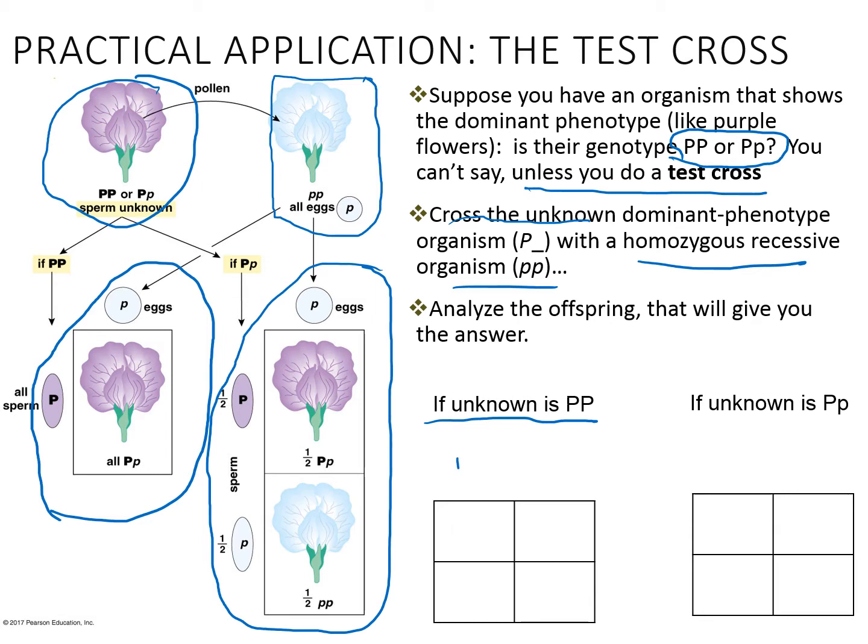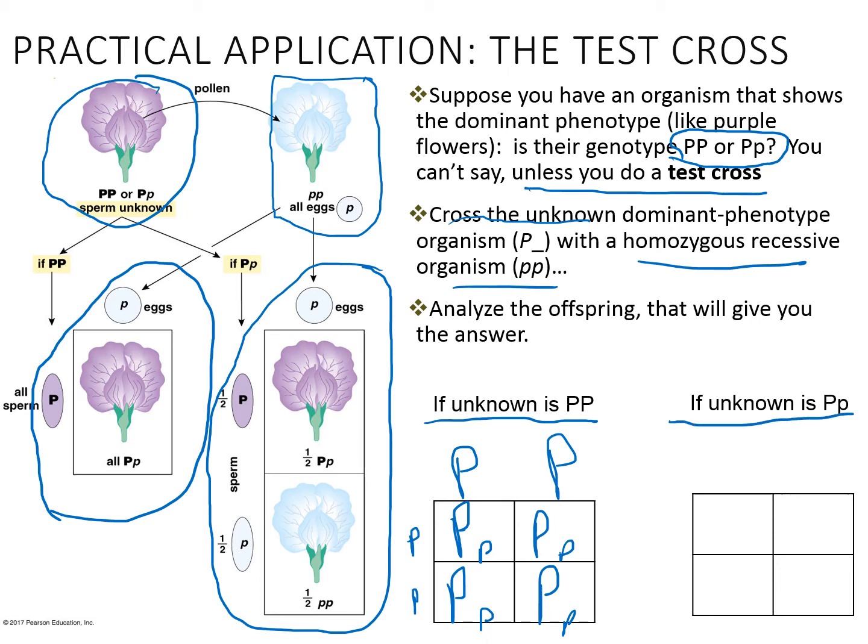If the unknown is big P, big P, well, let's draw that right here. So big P, big P. In this case, we're crossing it with a white flower, so little p. And you can see here that all of them are going to be heterozygous. Big P, little p, big P, little p, big P, little p, and big P, little p. So they're all heterozygous, and they are all purple because the purple allele is dominant to the white allele.